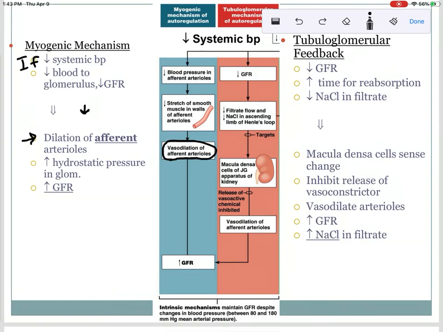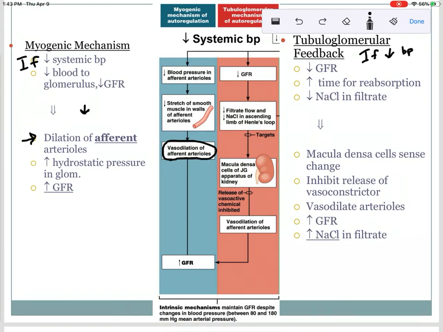All right, let's talk about the second means of autoregulation. And that's called the tubuloglomerular feedback mechanism. That's a mouthful. I know in this chapter we have a lot of terms. We talked about the juxtamedullary nephrons. Yeah, a bunch of stuff. Now we're talking about the tubuloglomerular feedback mechanism. Okay, so we're going to have the initial same problem. If we have a drop in systemic blood pressure, that means less blood's coming into the kidneys, and we have a lower glomerular filtration rate.